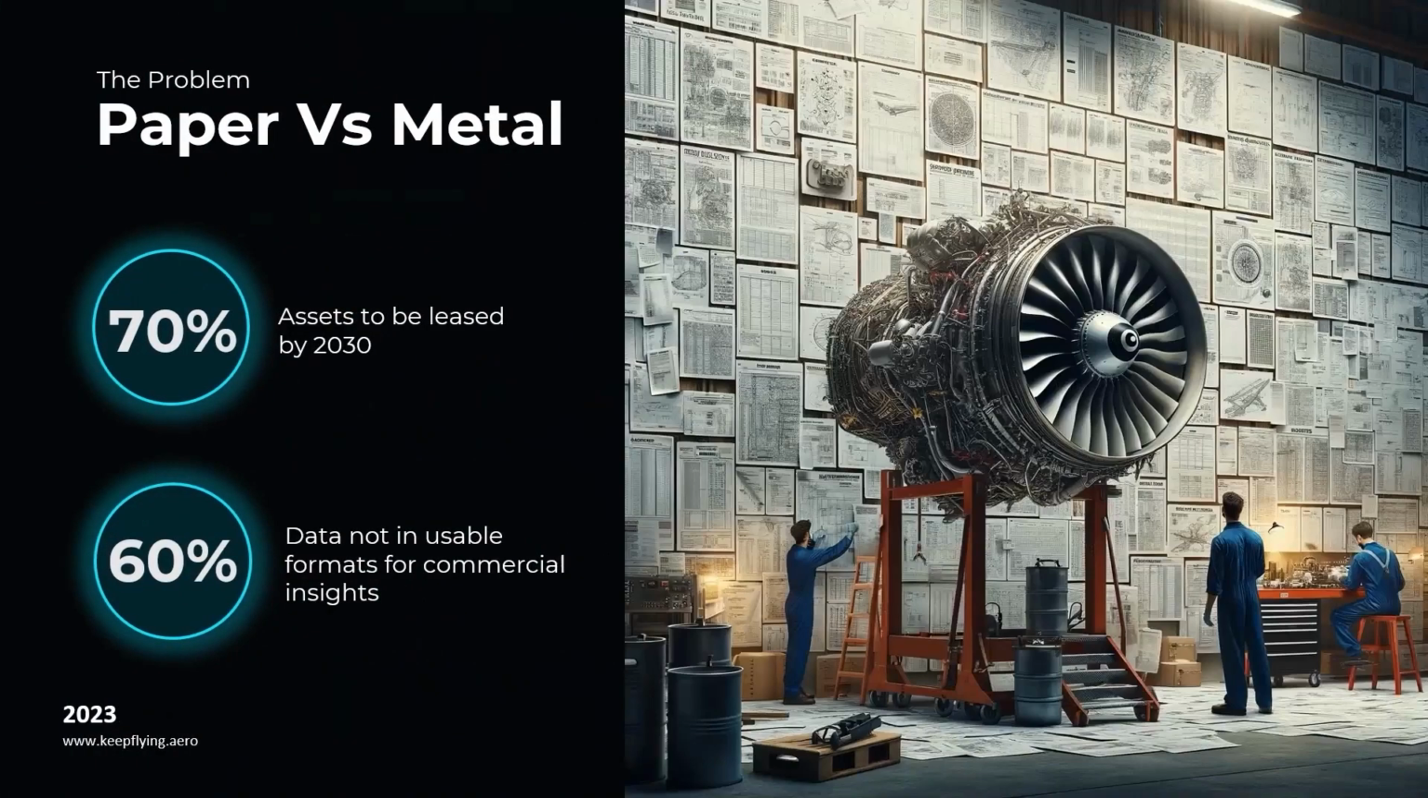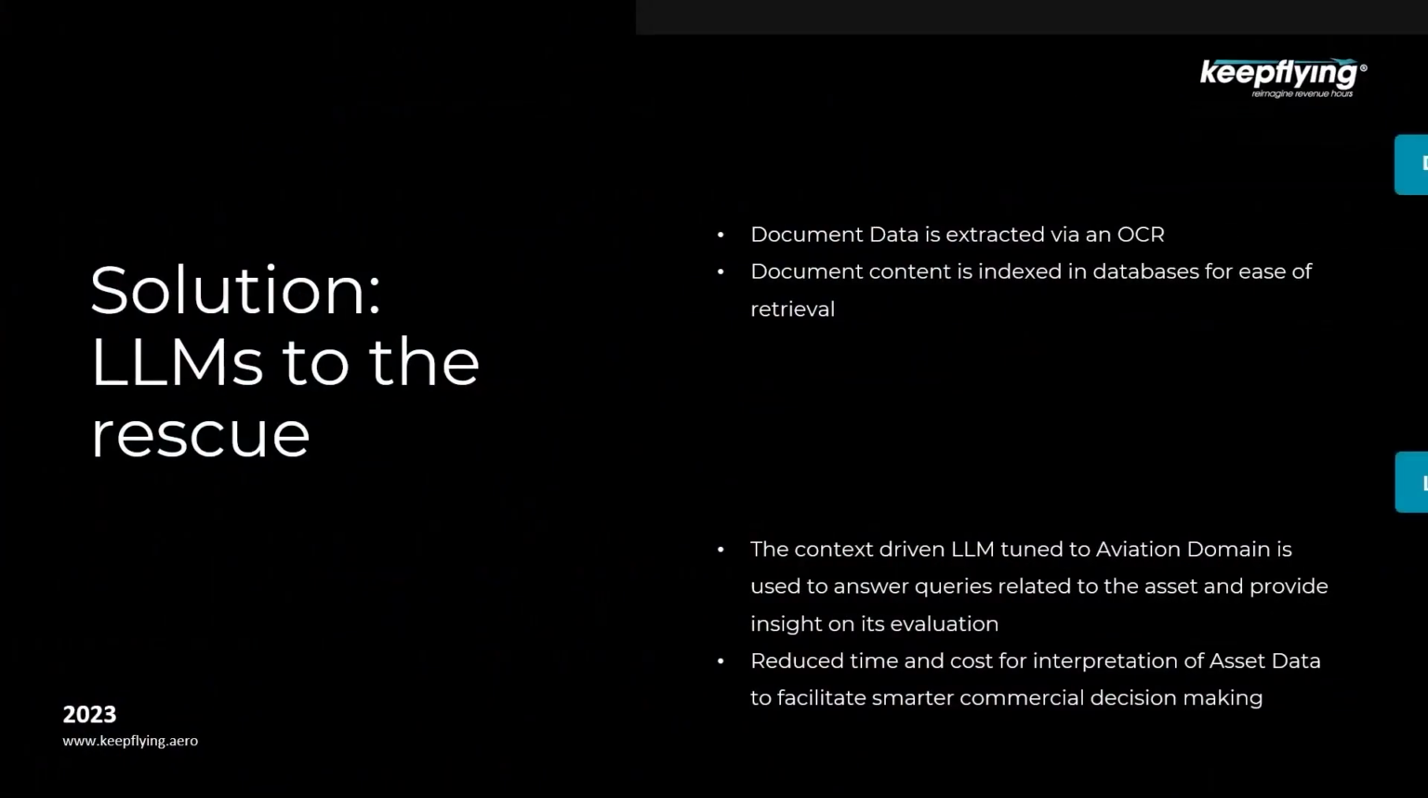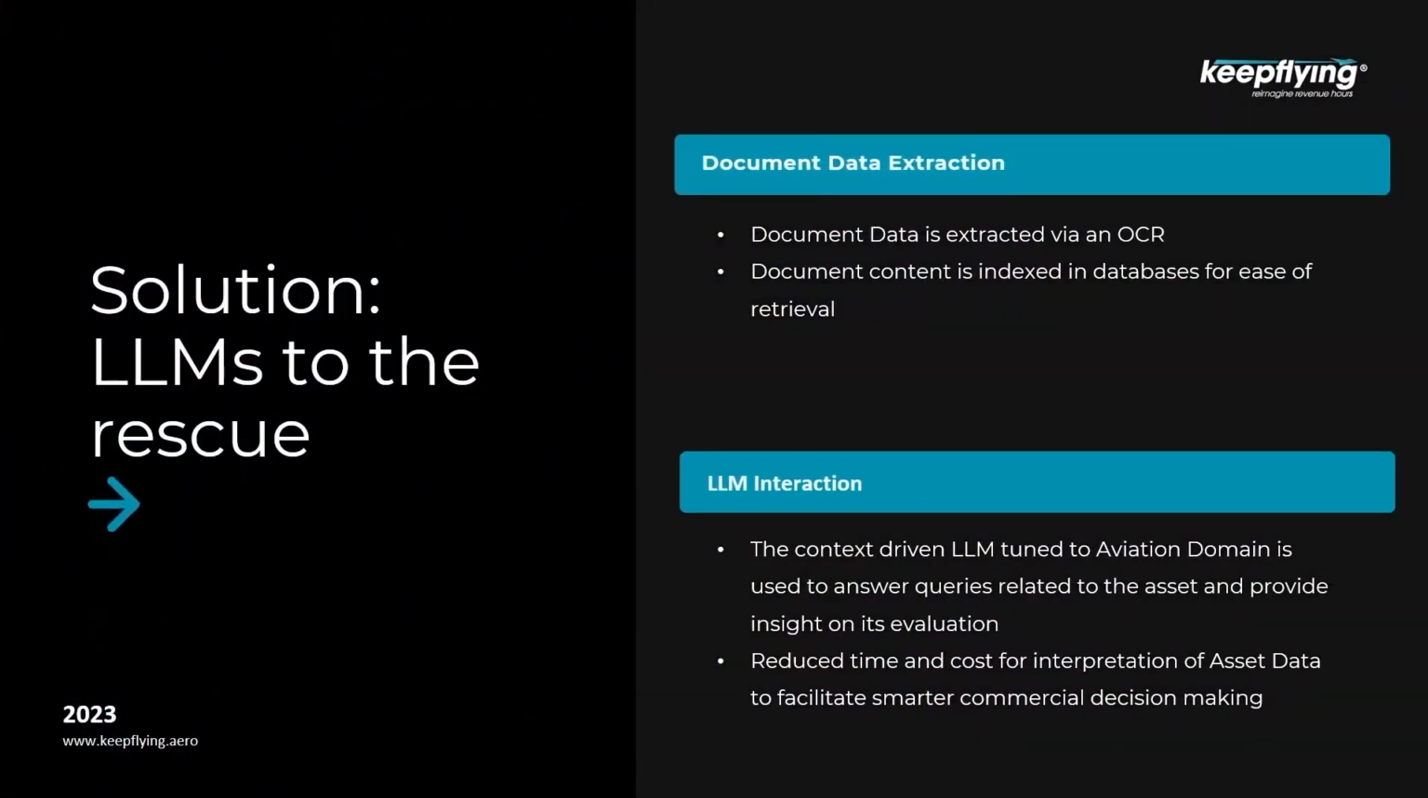Within the aviation industry, the management of an asset's documentation directly impacts its evaluation. Assets without documents have no value. The management of documentation is very time and labor intensive due to the size of each document, which generally spans a couple hundred pages. Most of the industry still uses hard copies, and approximately 60% of these documents are in an unusable format. The solution to this issue is to leverage an LLM tuned to the aviation domain to provide an interface through which a user can interact with documents without having to read the entire content.